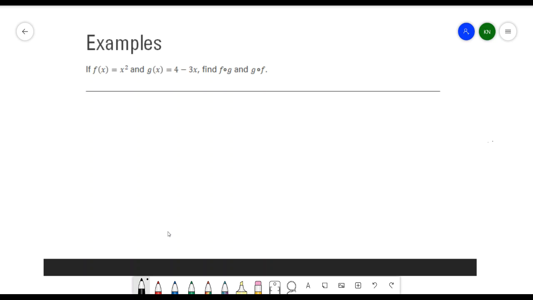We have, if f of x is equivalent to x squared, and g of x is equivalent to 4 minus 3x, then we need to find f with g and g with f. So let's try to solve f with g first, and then afterwards we'll solve g with f. So from that, we know that f with g is equivalent to f of g of x, and again, our f of x is equivalent to x squared. So meaning to say, we have the x squared here.